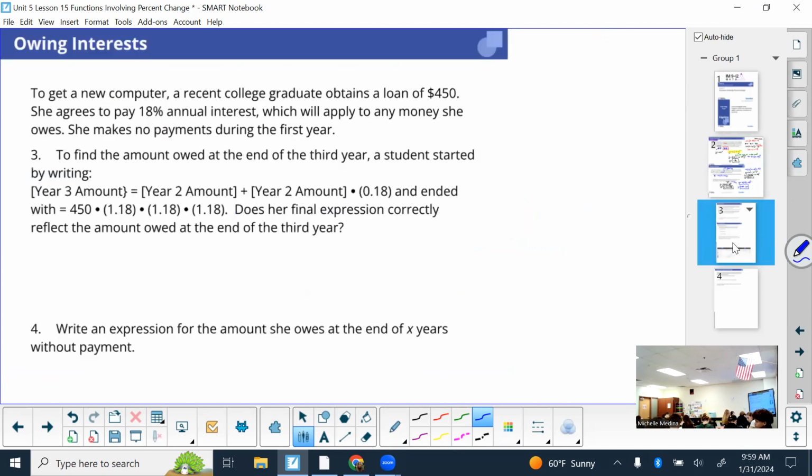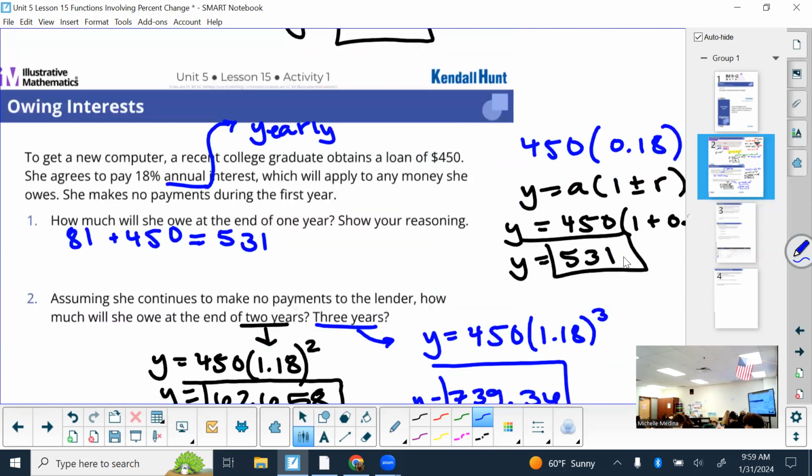To find the amount owed at the end of the 3rd year, which we already calculated, a student started by writing the following and ended with writing 450 times 1.18 times 1.18 times 1.18. Does her final expression correctly reflect the amount owed at the end of the 3rd year? Then write an expression for the amount she owes at the end of X years without fee. So don't overthink it, just add those 2. I'll go back to these ones as a reference.